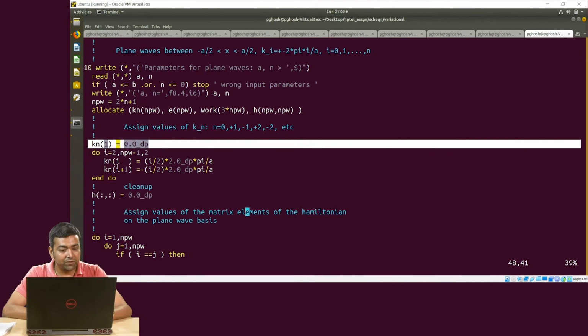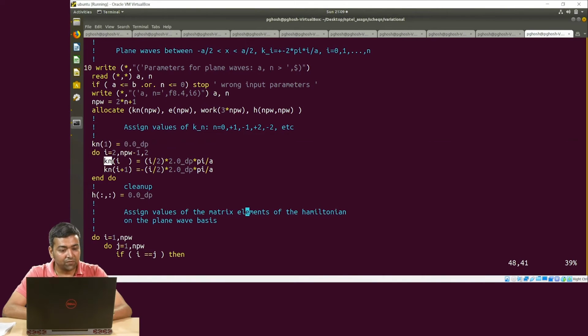So, for example, if my I equals 2, this will be kn 2. I by 2 will be 1, and then twice pi by a, so that will be the value of k. Since in the next line I have I plus 1, and I am still at I equals 2, this will be kn 3, and kn 3 corresponds to minus 1. That is what I am doing. So I equals 2 will give me minus 1 and then twice pi by a.